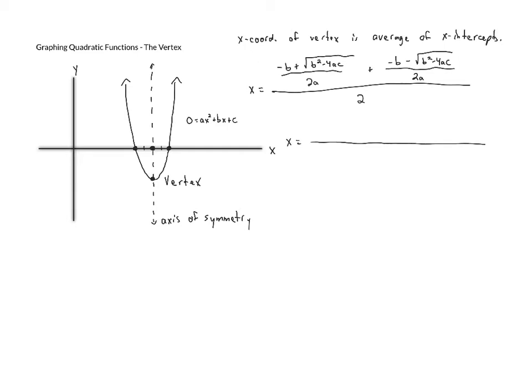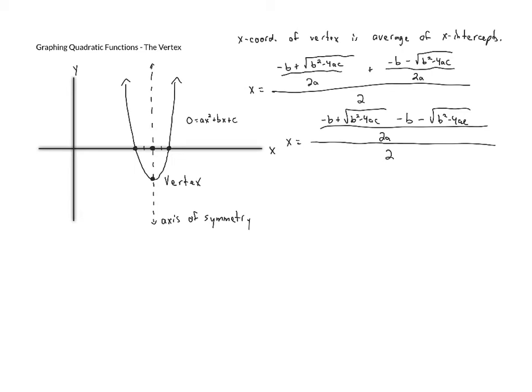All right, so the first thing we're going to do is recognize that these are two fractions with a common denominator, and so we can add them by adding the numerators. So we're going to put all of that over 2a, and then add the numerators: negative b plus the square root of b squared minus 4ac, and then plus negative b, which is the same as minus b, minus the square root of b squared minus 4ac, and that's all over 2a, and then all of that is still over the 2, remember?